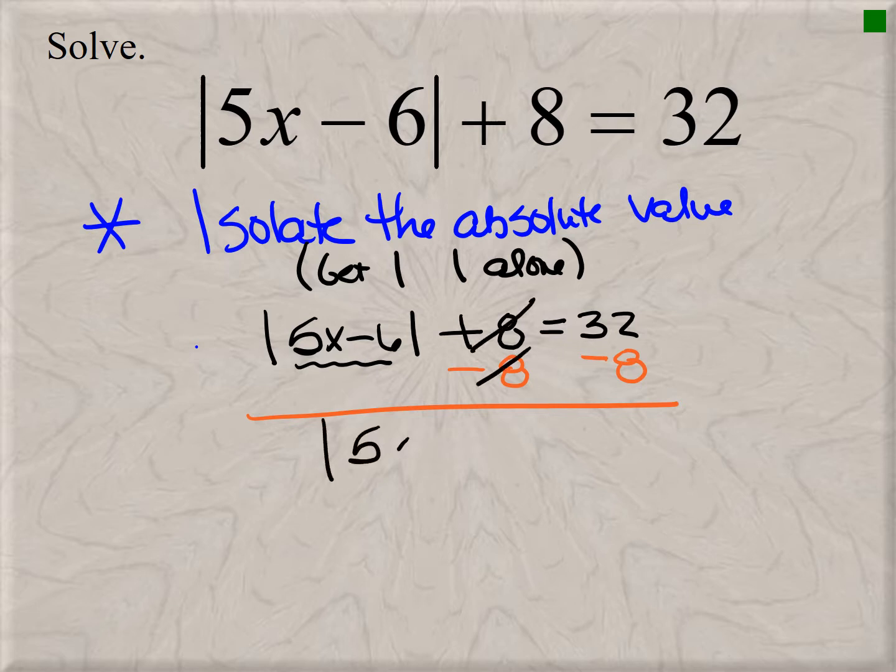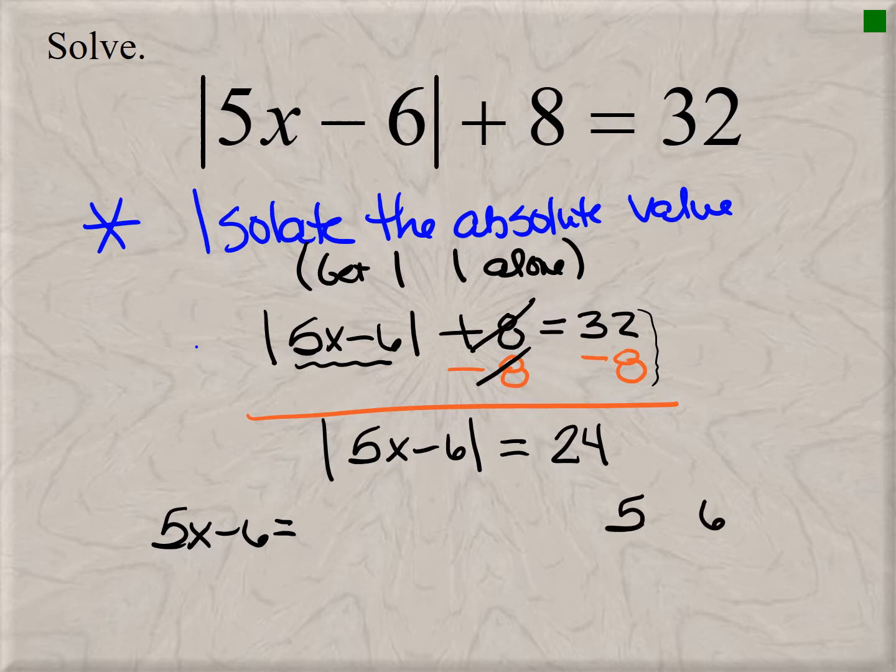What do I have left? The absolute value of 5x minus 6. Then on this side, I'm going to add 32 and negative 8, and I get 24. Now I've got absolute value all by itself. So what I'm going to do is write what is going walking. 5x minus 6 goes walking.